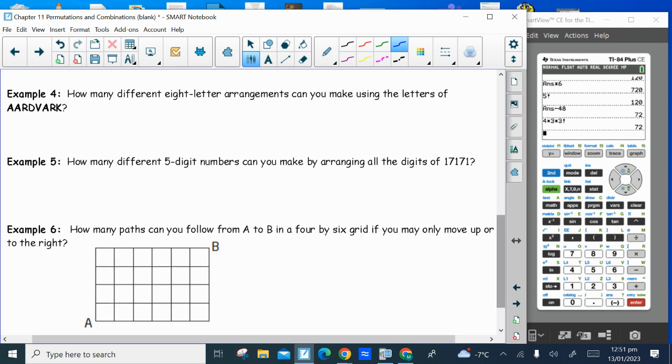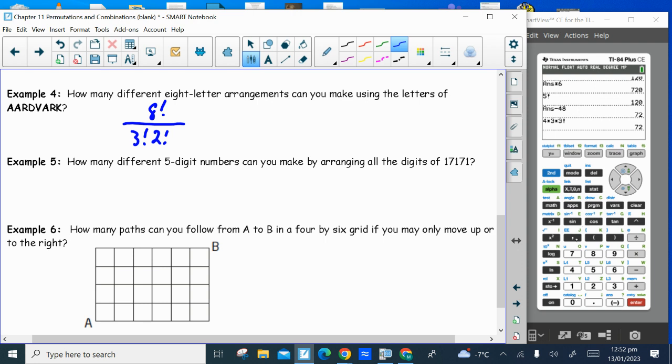How many different 8-letter arrangements can you make using the letters of the word aardvark? So there are 8 letters there. They can be done in 8 factorial ways. But there's repetition here. There are 3 A's, so you're going to have 3 factorial on the bottom. There are also 2 R's, so you're going to have a 2 factorial on the bottom as well.